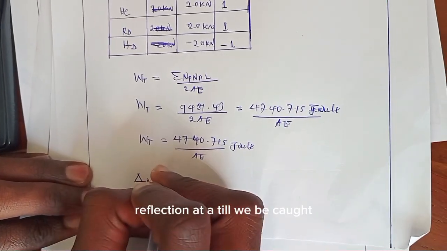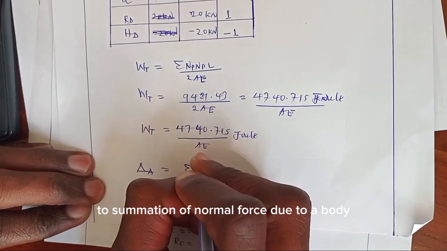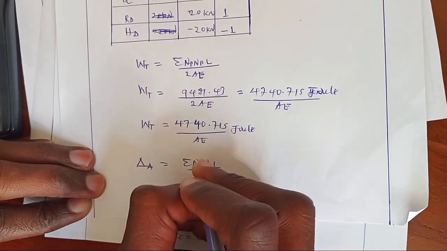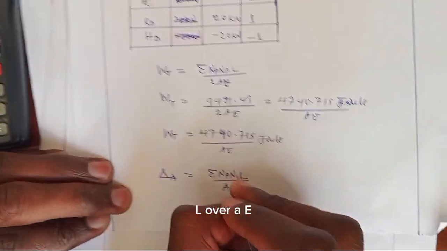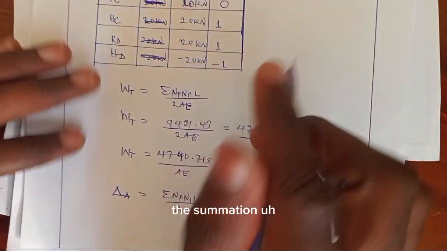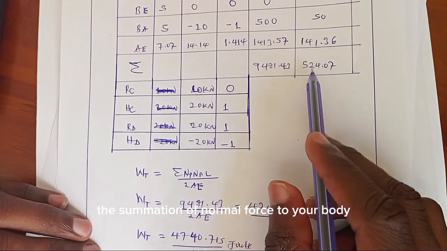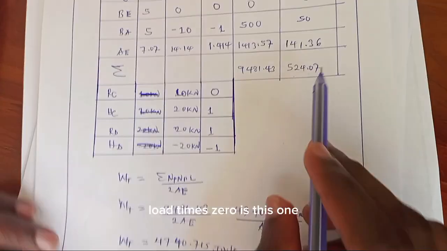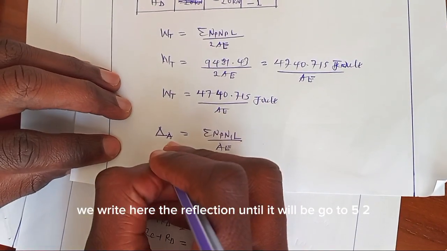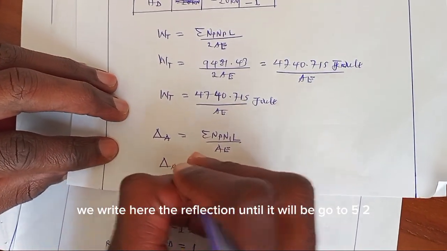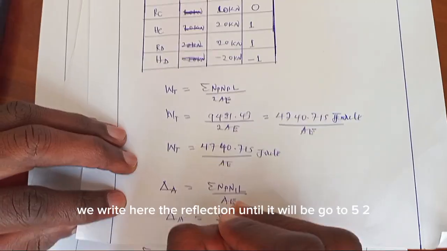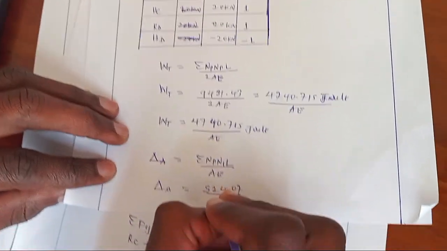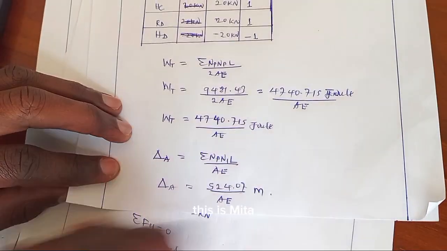Deflection at A will be equal to the summation of normal force due to applied load times normal force due to unit load times L over AE. The summation of normal force due to applied load times normal force due to unit load times L is this one. So we write here deflection at A will be equal to 524.07 over AE. This is in meter.